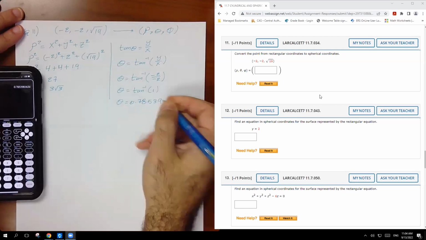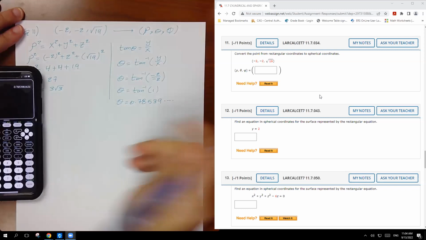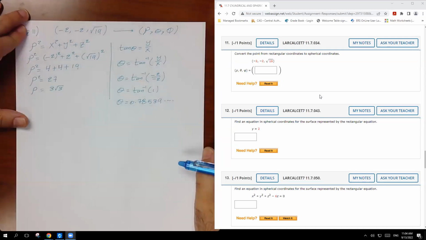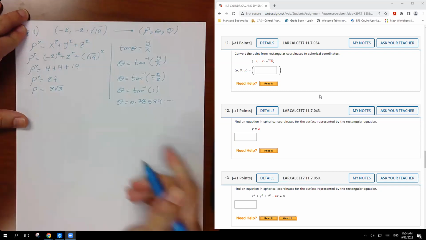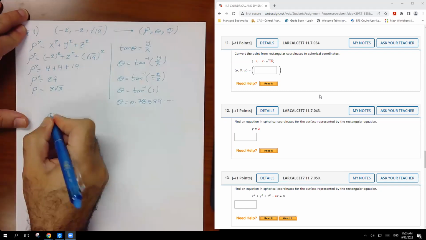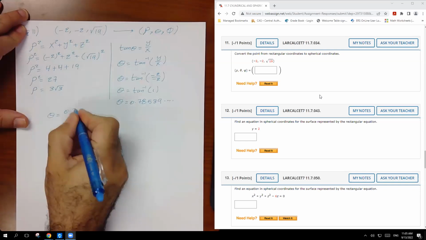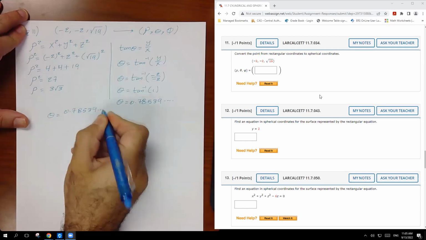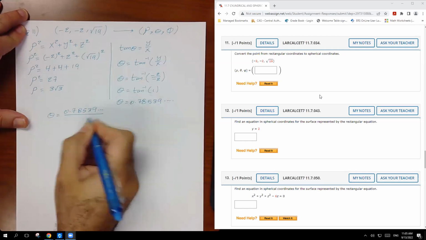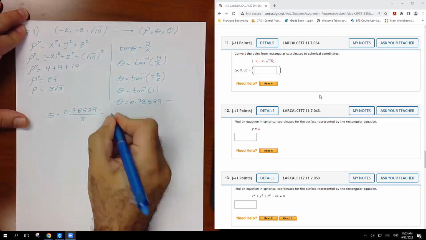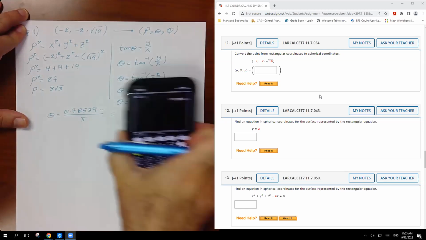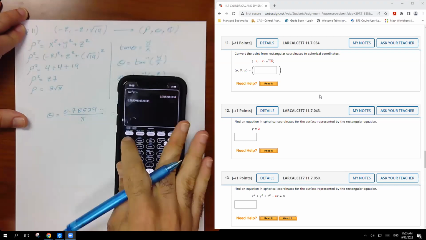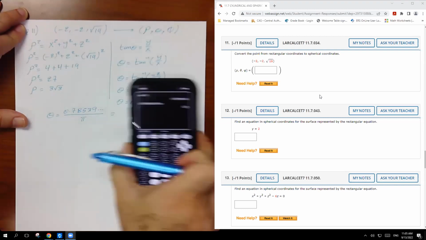So theta is going to be 0.78539 and so on. I need to find it in radian mode. So if you divide this number by pi, theta is going to be this number divided by pi. So that's what I'm going to check. This number divided by pi is going to be 0.25.